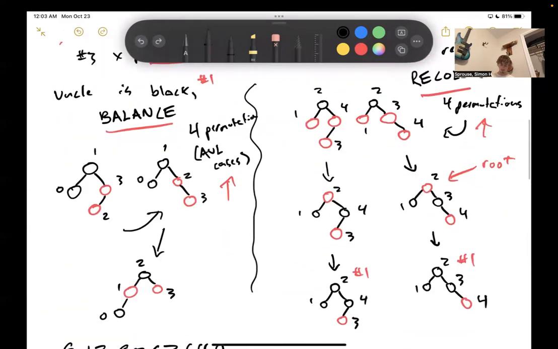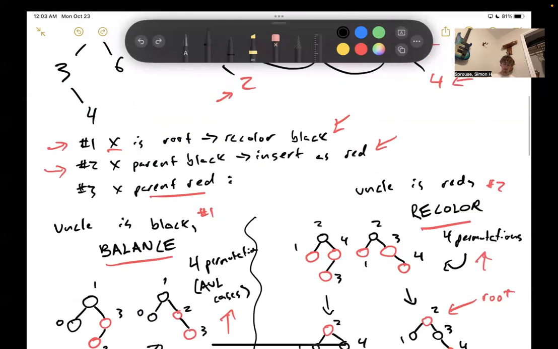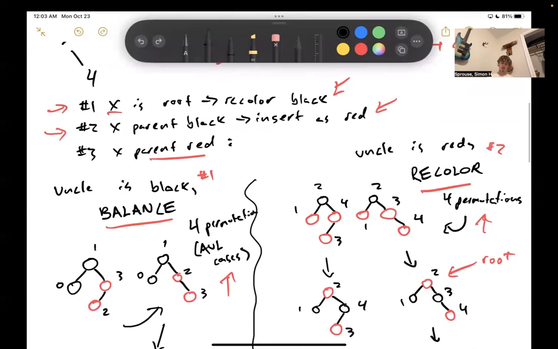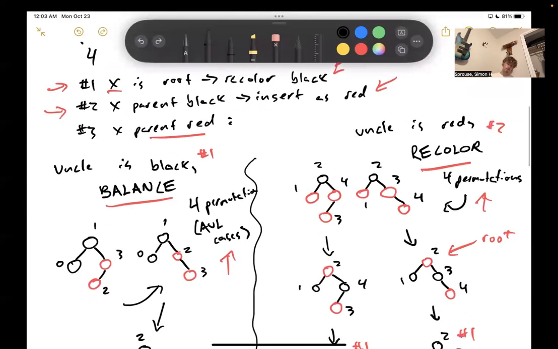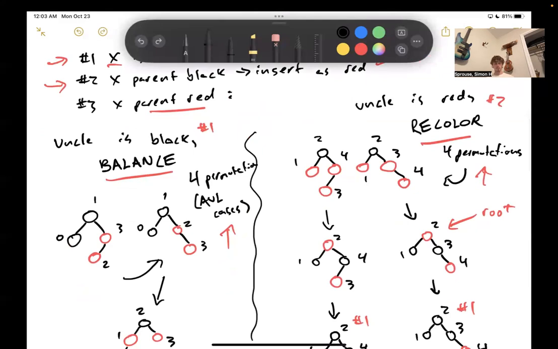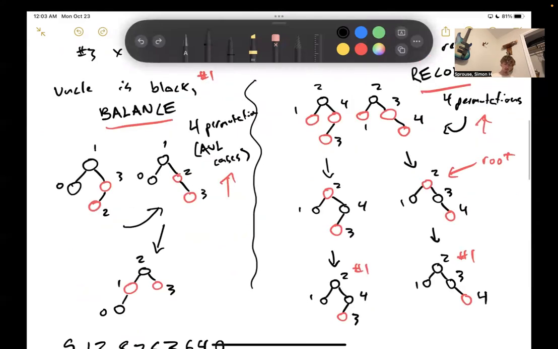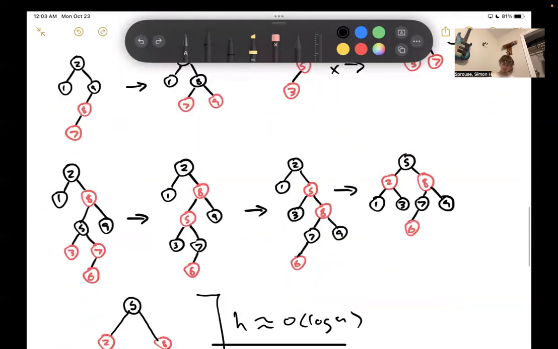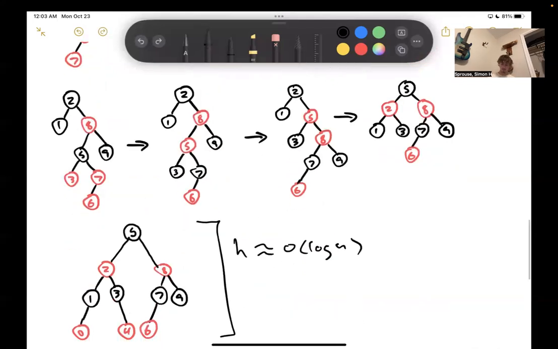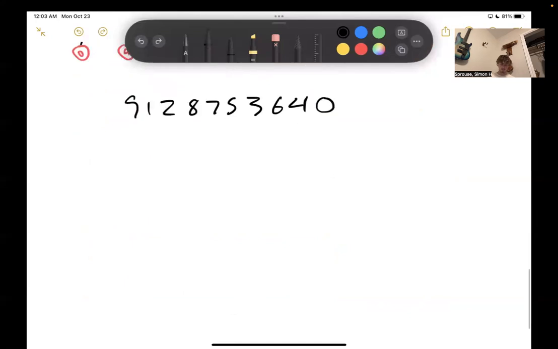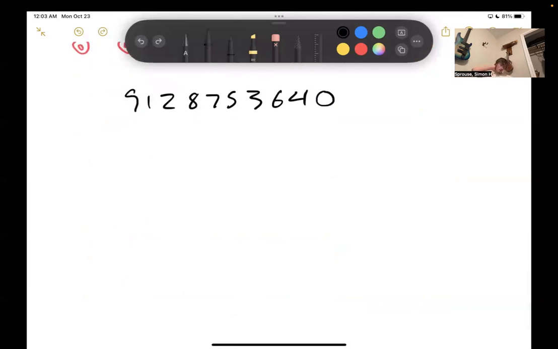We followed these rules. Remember, if x is the root, you recolor it as black. If the parent is black, you insert as red and don't worry about it. If the parent is red, then you're looking at the uncle. If the uncle is black, then you do an AVL balance. If the uncle is red, you just recolor. And then you repeat these steps all the way up the tree if you create a second issue until you've fixed it entirely. So yeah, that's red black in a nutshell.